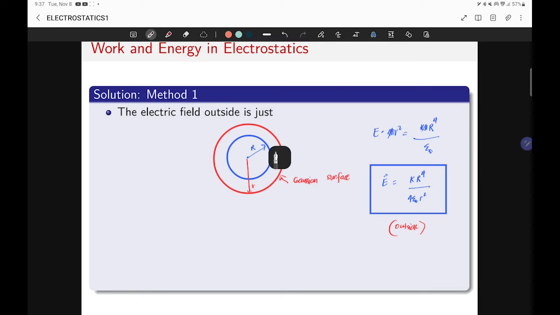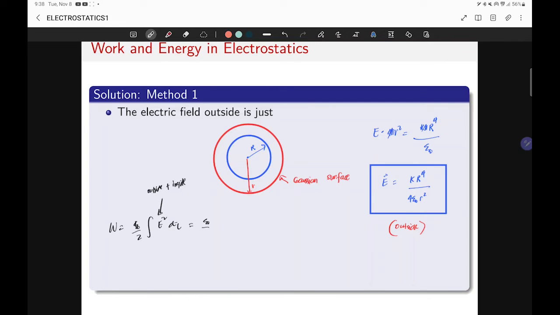So using that formula, W equals epsilon naught over 2, integral of E squared d tau. And take note, this E also includes the electric field outside plus inside. Okay, so that's why it breaks down into two regions.